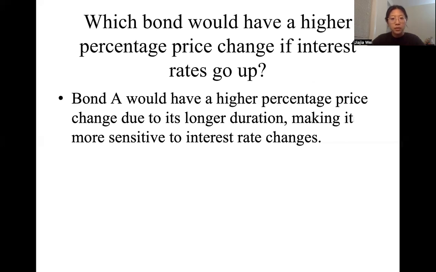Building on the previous point, bond A will have a higher percentage price change when interest rates rise. This is due to its longer duration, making it more sensitive to changes in interest rates. The longer the bond's duration, the greater the impact of rising interest rates on its price. In contrast, bond B with its shorter duration will have a smaller percentage change in price.